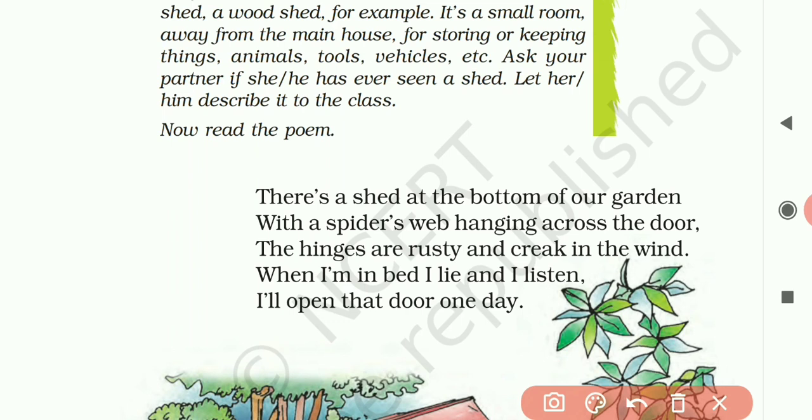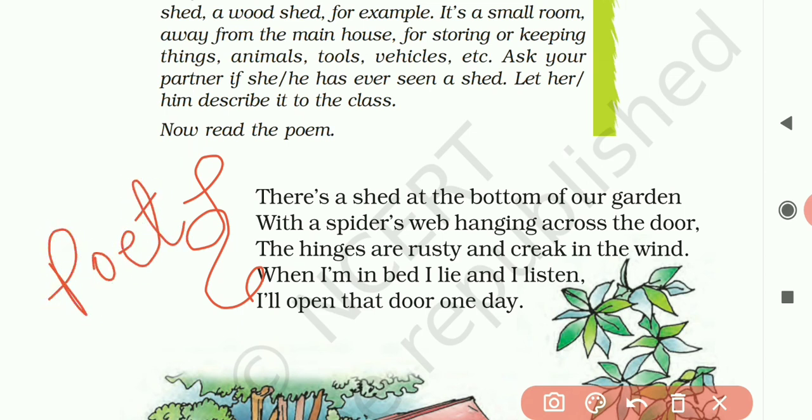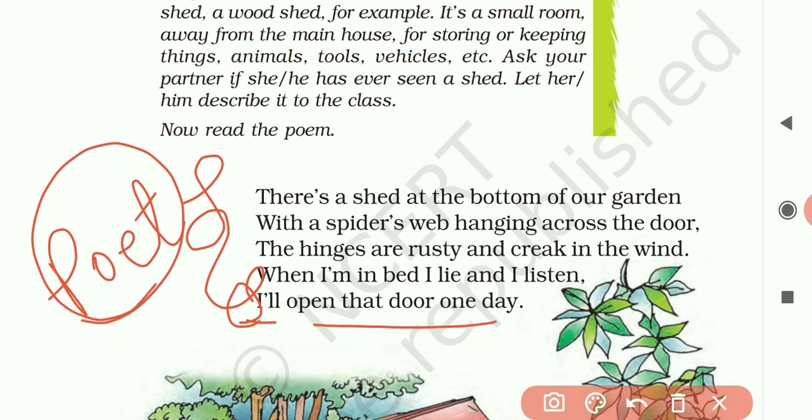So here, as we read this particular stanza, my dear children, I think, who is saying this? Who is telling it? That is the most important thing. Who is I here? I will open that door one day. Who is I? Is it the poet, or the poet's brother, or someone else, or a character in the poem? Actually, when you go through the poem, you find that the I refers to the poet here.